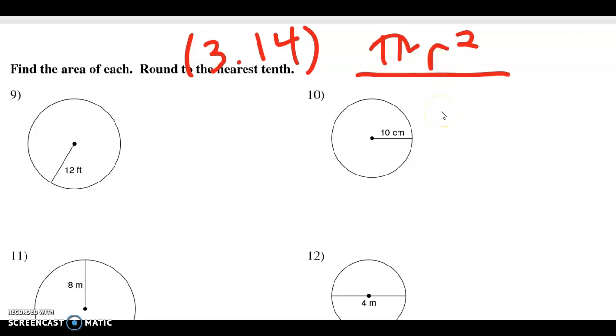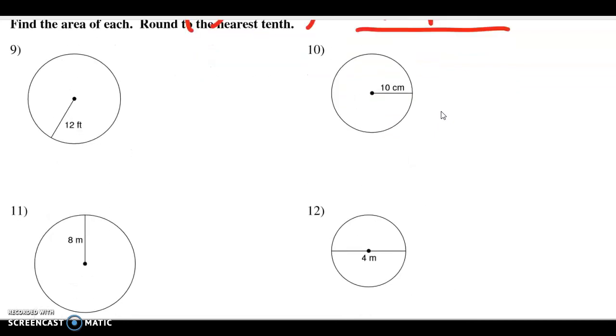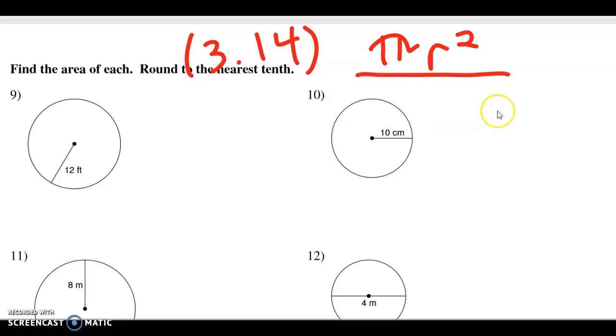So I'm going to work the evens, so I'm going to work the ones on the right side, and you guys are going to work the ones on the left side, and we will discuss as we go. So here we go. So we have pi r squared is our formula. So our first problem, we have a radius of 10 centimeters.